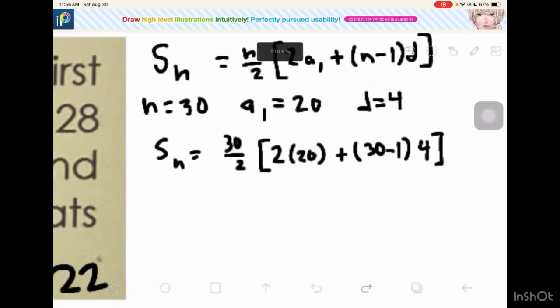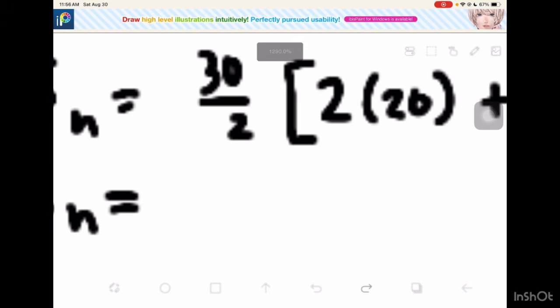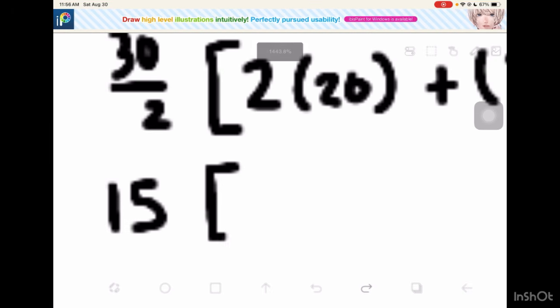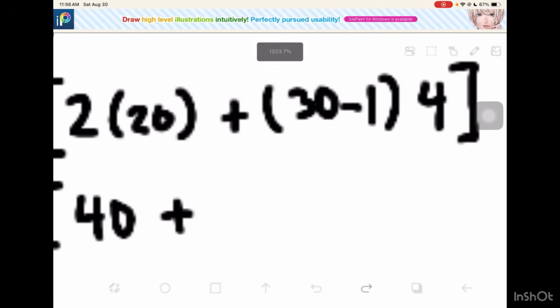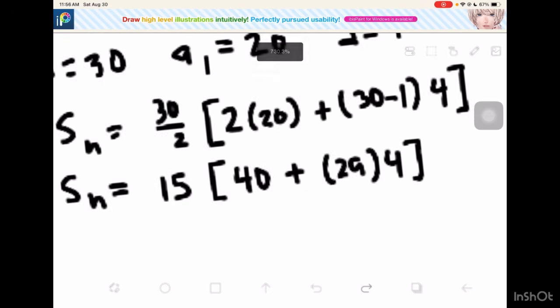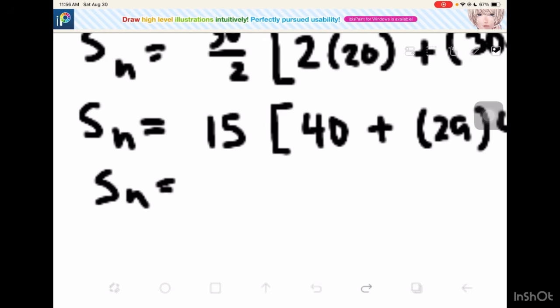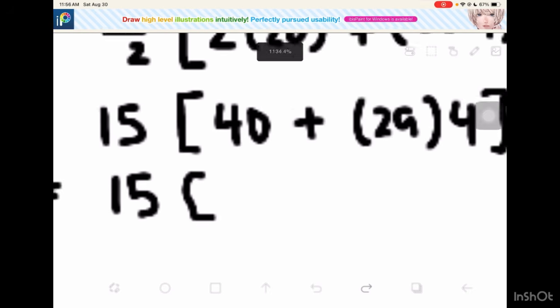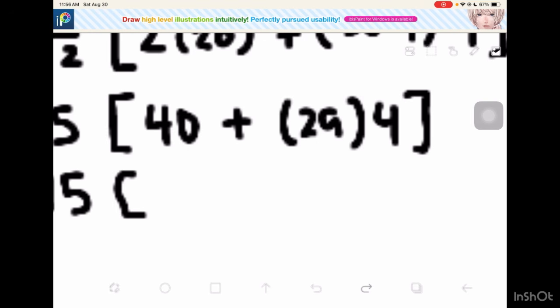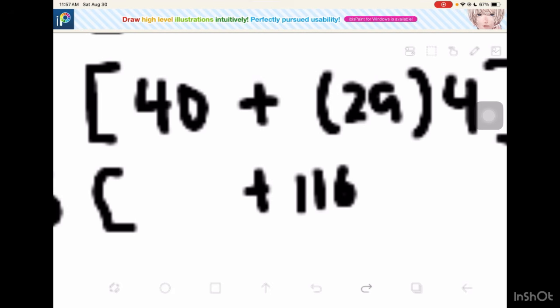Okay, a little bit overwhelming. It's okay. I'll simplify it. S of n, 30 divided by 2 is 15. And then 2 times 20 is 40. Then 30 minus 1 is 29. And now we have a more manageable problem. Let's keep simplifying. S of n is equal to 15 times, 29 times 4 is 116, plus 40.